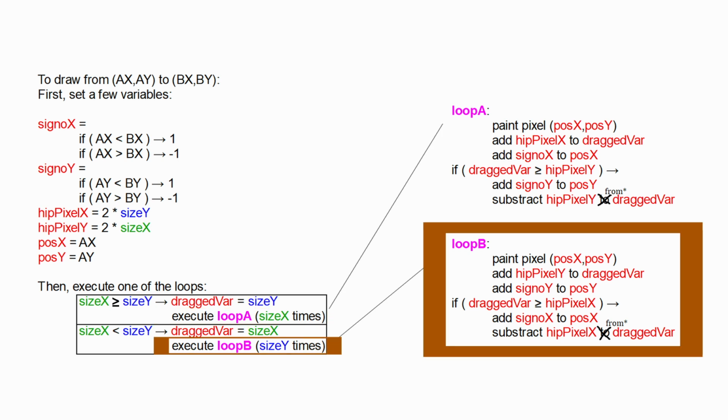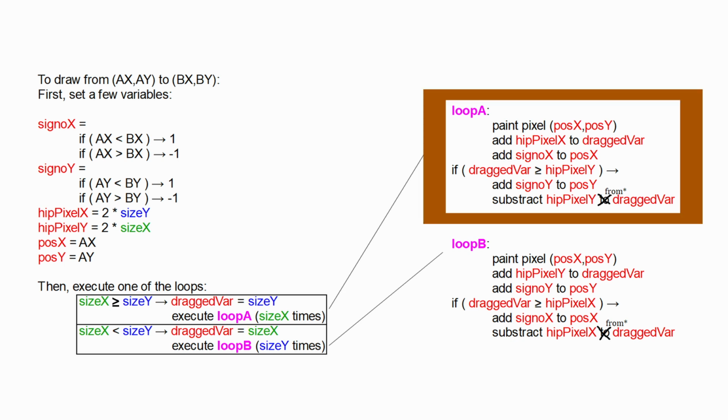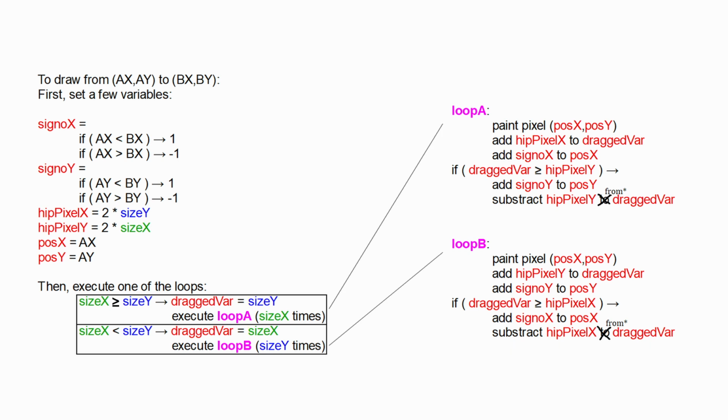A multi-purpose loop that covers both cases can be made, but you need to add a second drag variable. So there's one for dragging in x and one for y, and the loop would have two conditional parts. It's more efficient to have two small loops than one big one. The loops for horizontal and vertical are the same, just with x and y swapped. They consist of two parts, an unconditional part and a conditional one.